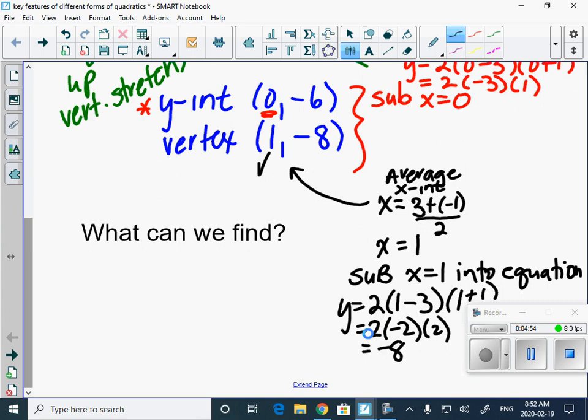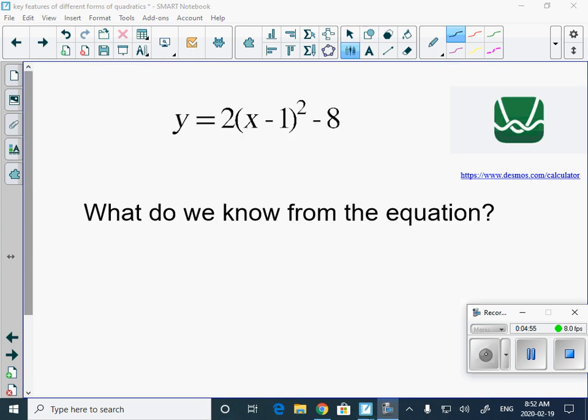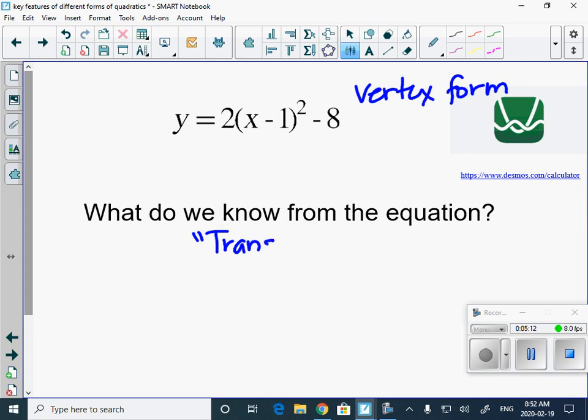Let's look at a different form. y equals 2(x - 1)^2 - 8 is in vertex form, so you'll never guess what it tells us. This is the one we started with in 2D, and it's the one we like better in 3U because it uses transformations of our parent function y equals x squared.